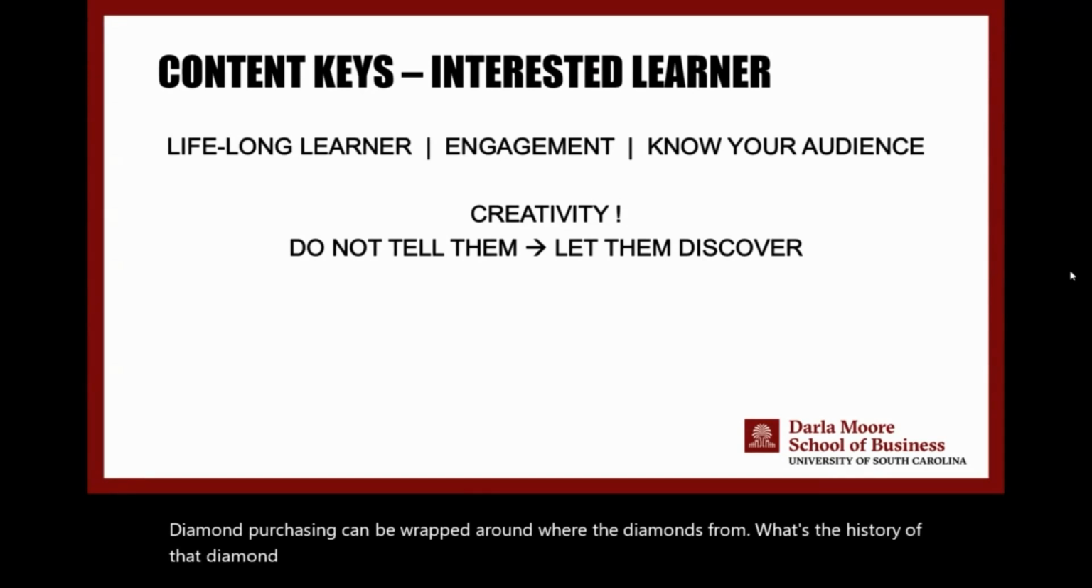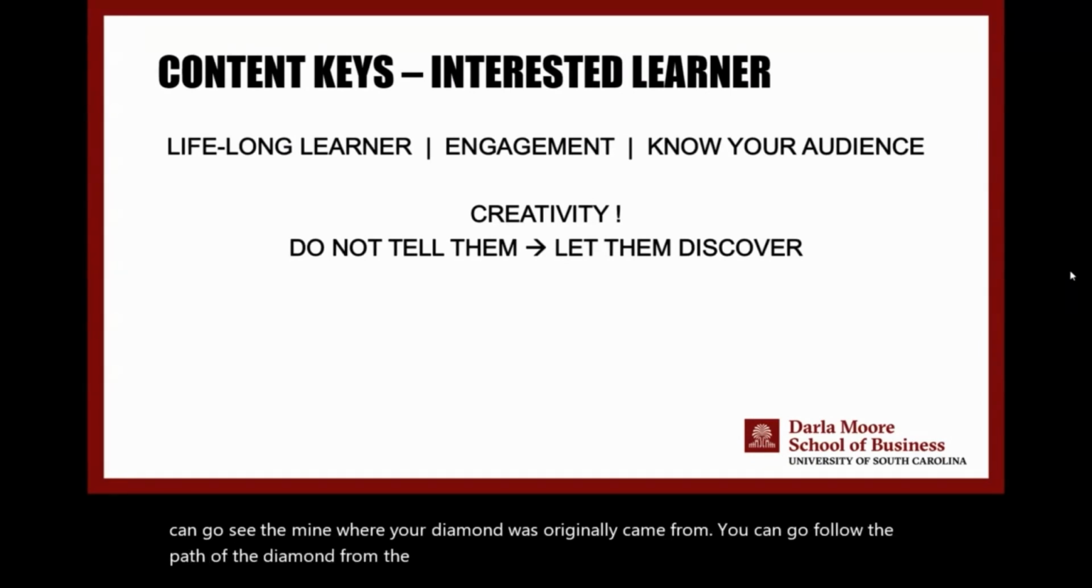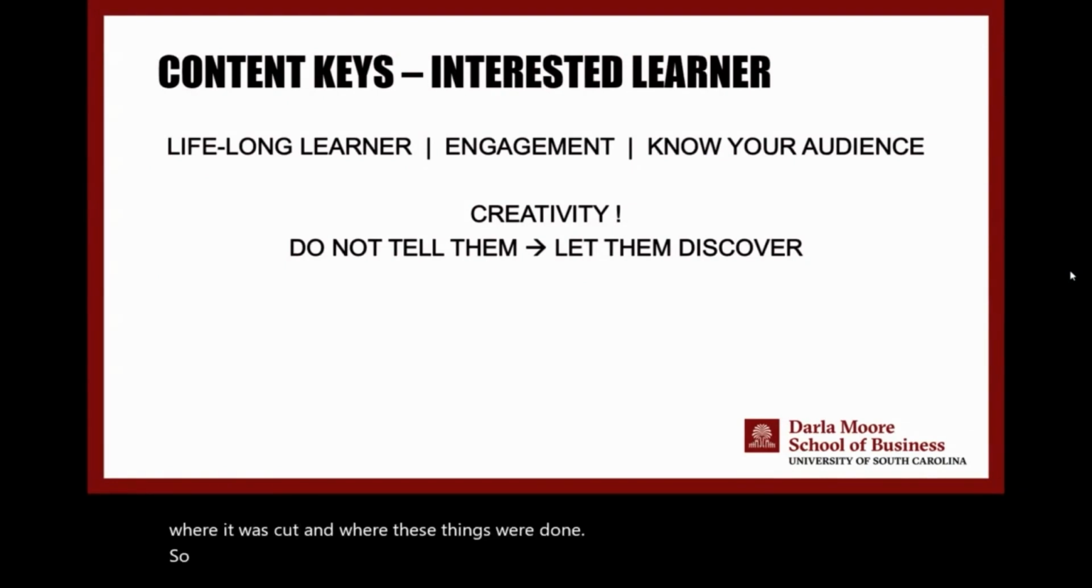De Beers, one of the larger sellers of diamonds, actually offers excursions. You can go see the mine where your diamond originally came from. You can go follow the path of the diamond from the mine, to the States, and go see where it was cut and where these things were done. So, that's just one of the ways that many years ago, when this transition started first being noticed, some markets really caught on to that.